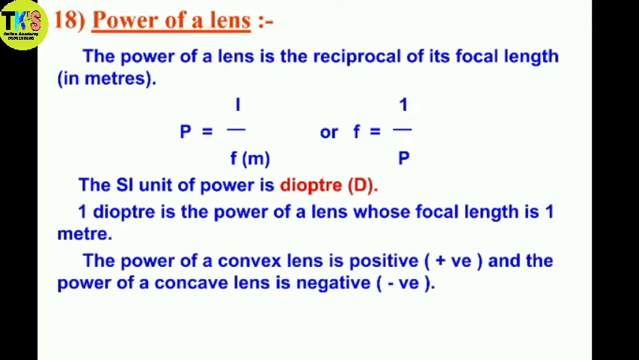So 1 diopter will be the power of a lens when its focal length is 1 meter. The power of a convex lens is positive and the power of a concave lens is negative. This point you should have to remember.